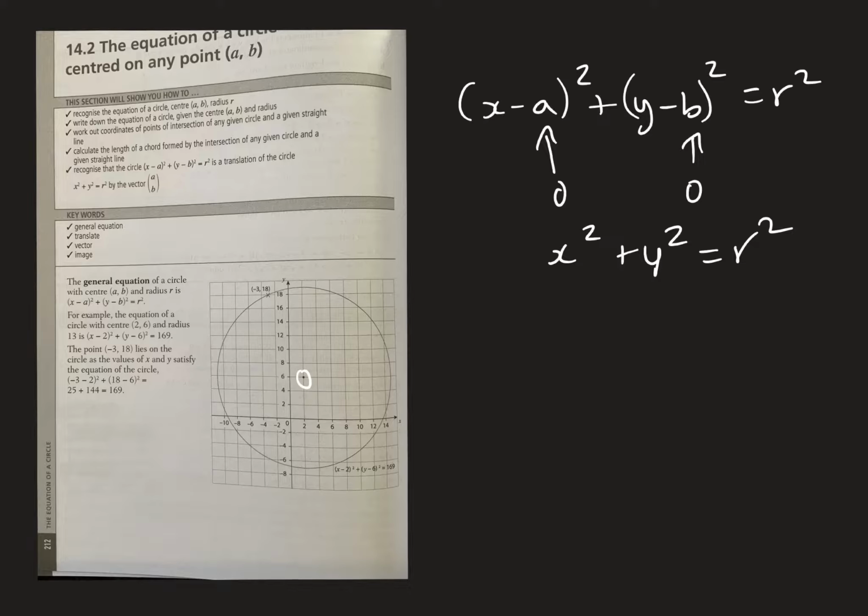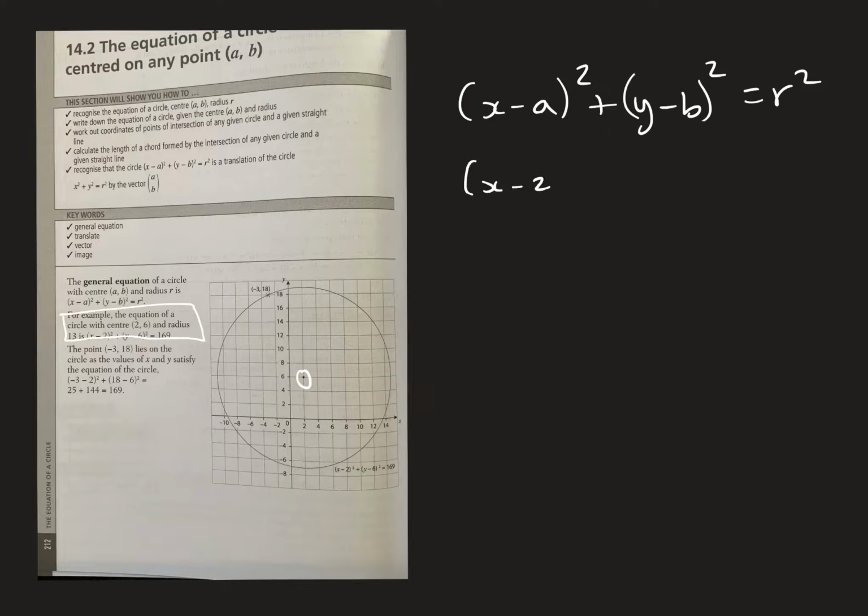But we're not talking about that again, so we're going to be doing questions where the center is actually different. So say for example, I've given you the equation of a circle with center 2, 6, so I'm going to have x minus 2 squared plus y take 6 squared equals 169. Please note that even though the center is 2, 6, you have minus 2, minus 6.